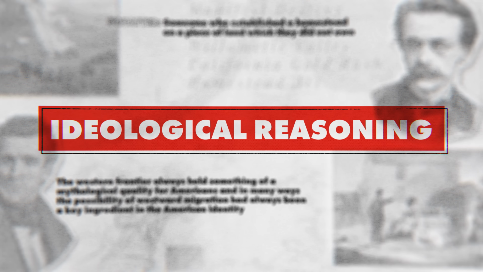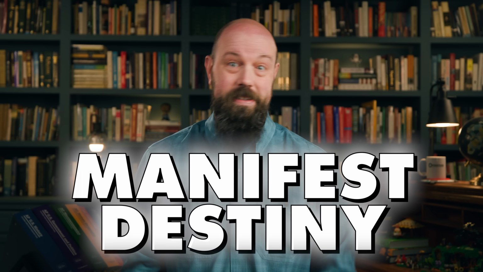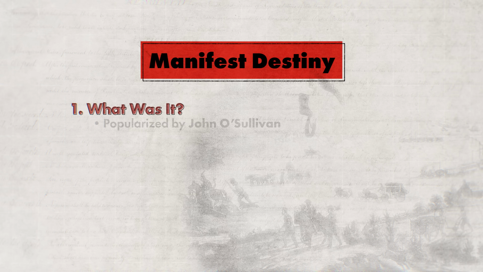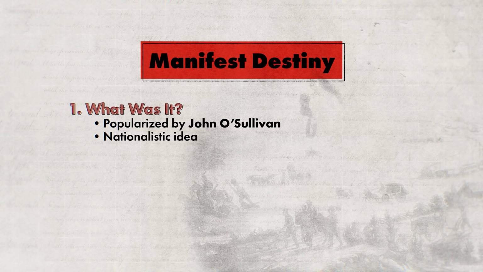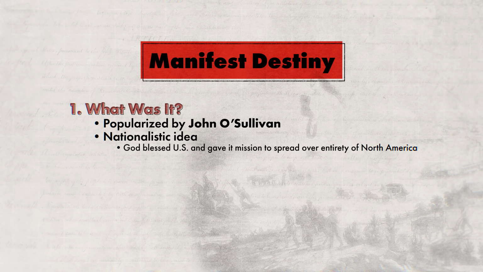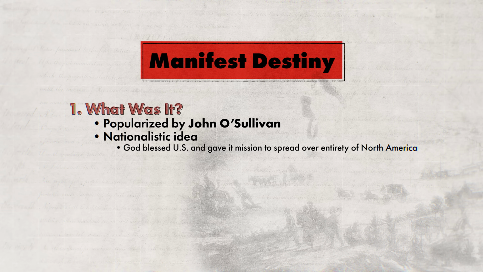Okay, so first let's consider the ideological reason Americans got their westward expansion on during this period. And for that, it's time to talk about manifest destiny. So this term was popularized by a conservative newspaper editor named John O'Sullivan. And essentially, it was the nationalistic idea that God had blessed the United States and given it a mission to spread itself over the whole of the North American continent from sea to shining sea.